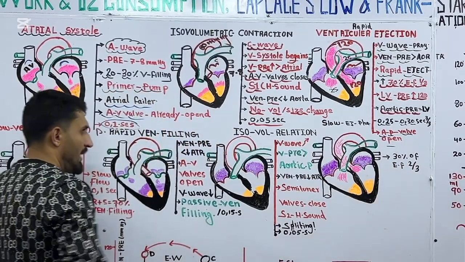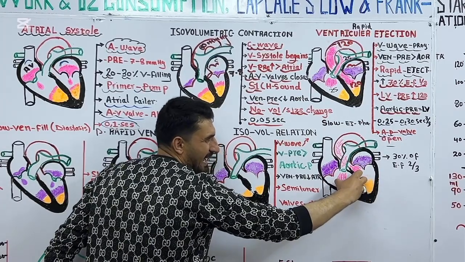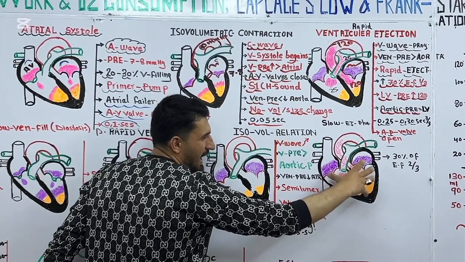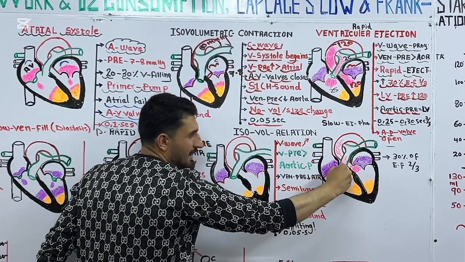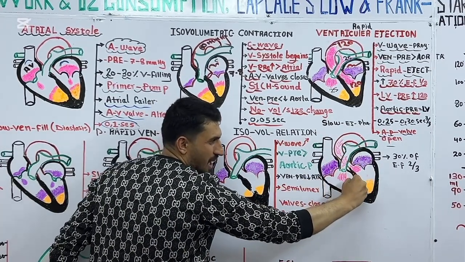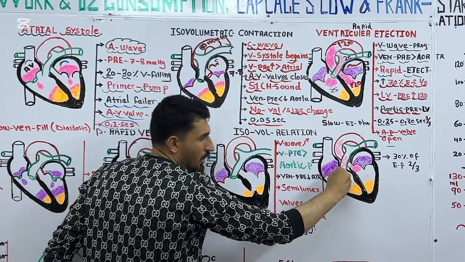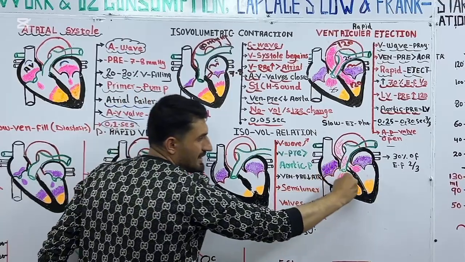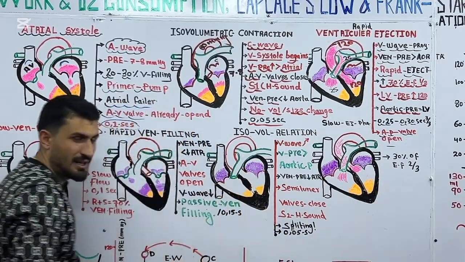Got it? Now a time will reach when I'm at the end of systole. I ejected my blood, which was the stroke volume. Now I'm entering the diastole phase, the repolarization, or relaxation of the heart. And this relaxation is like this.